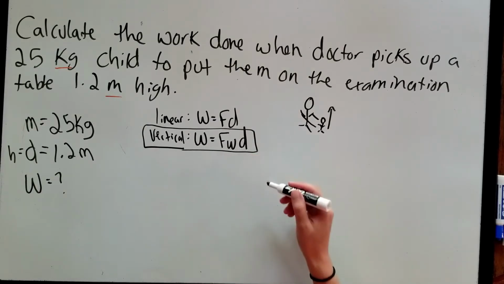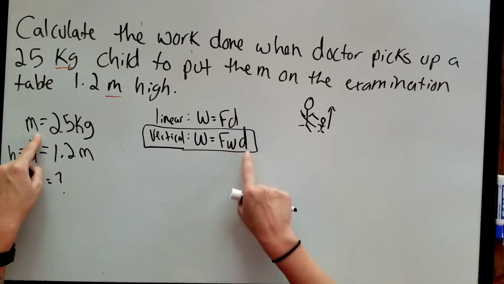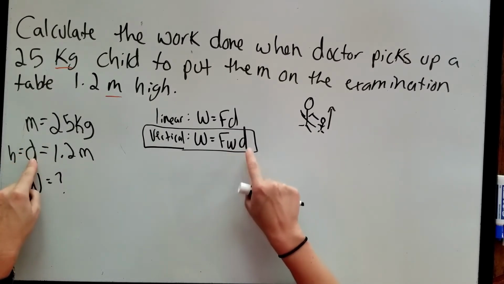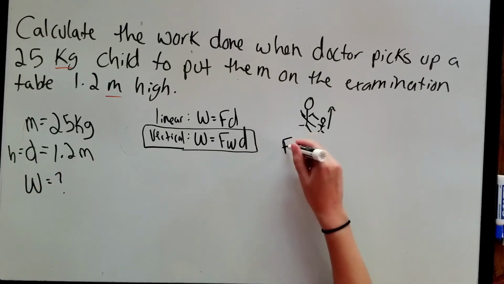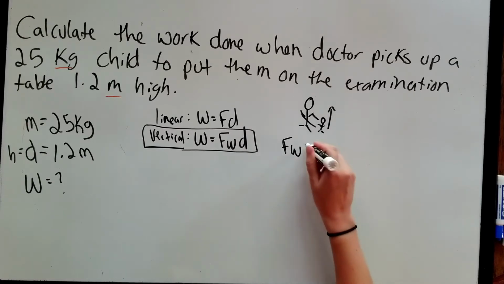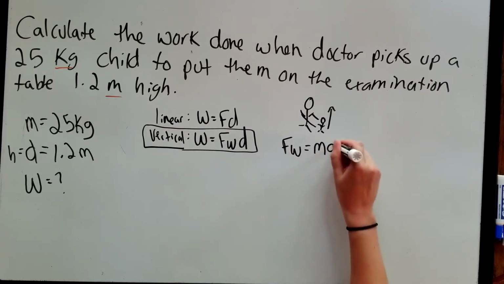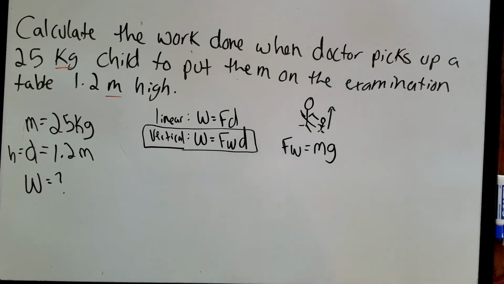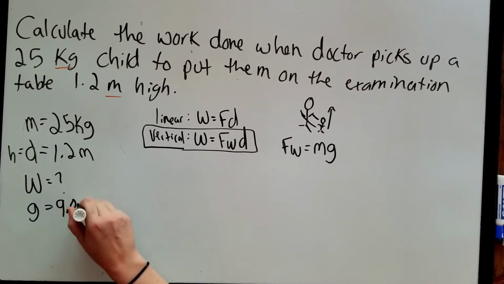In this equation, looking at what we have, mass, that's not given in the equation. We have distance, that is. Okay? So what is F of W? So if you look at your chapter 5 equations and find F of W, it is mass times G. You remember what G is? G is gravity. It's 9.8 meters per second squared.